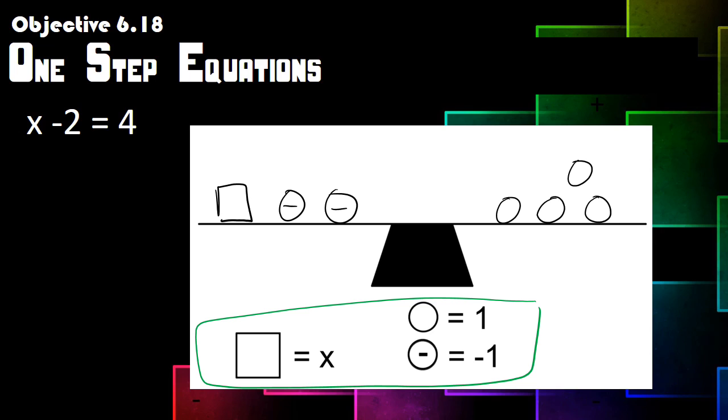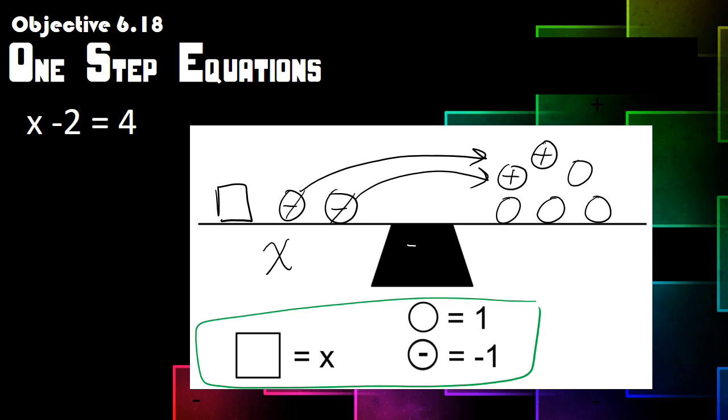And now we need to go ahead and transfer. Let's transfer our subtracting 2 over to the other side. So when we move these guys over, they become positive. So these guys go on this side. So then we're left with x being equal to, and we just count our pieces. 1, 2, 3, 4. These are all positive. And then let's add our 2 other positive friends. 5 and 6. So we say that x is equal to 6.